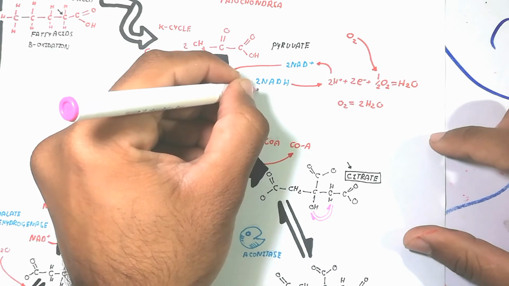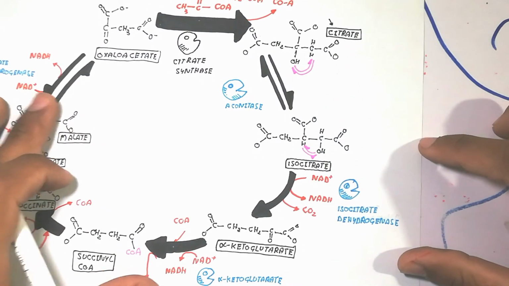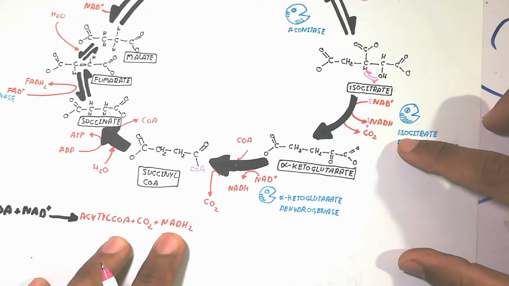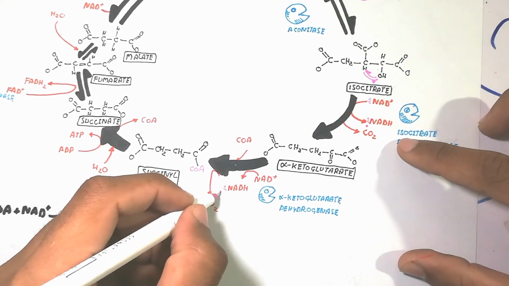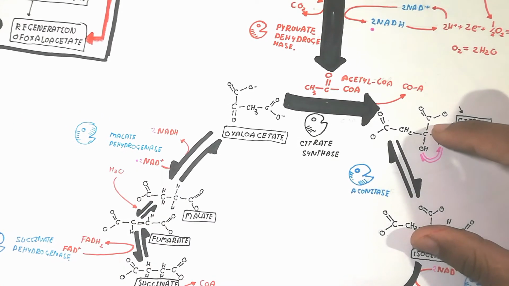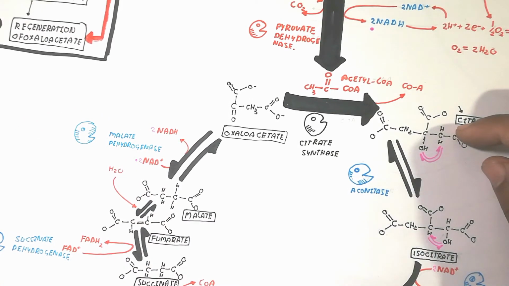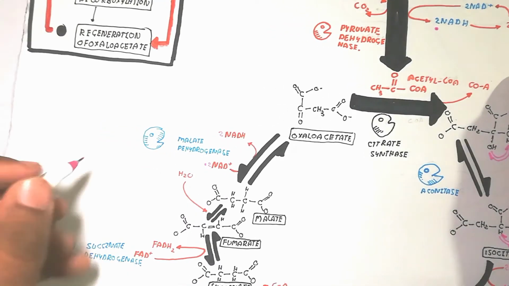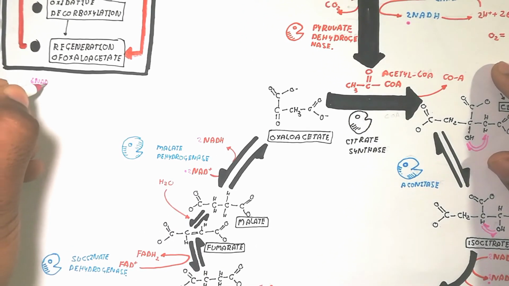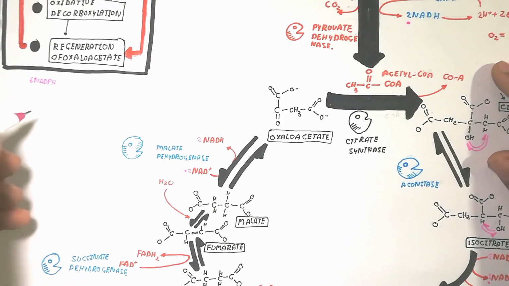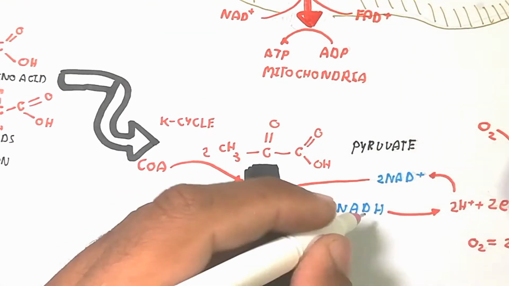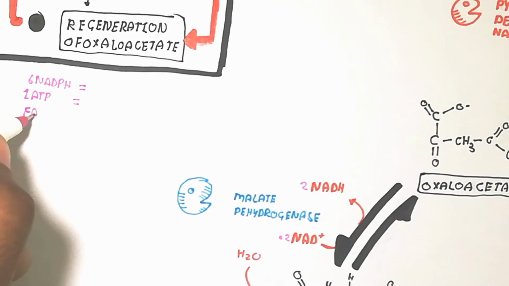So now we will talk about the calculation of NADH. Here is 2 NADH, here is also 2 NADH, and here is also 2 NADH produced. So the total will be 6, not including the upper side, but basically we can include it here. So 6 NADH will be produced and 1 ATP. So it means 2 cycles create 2 ATP.